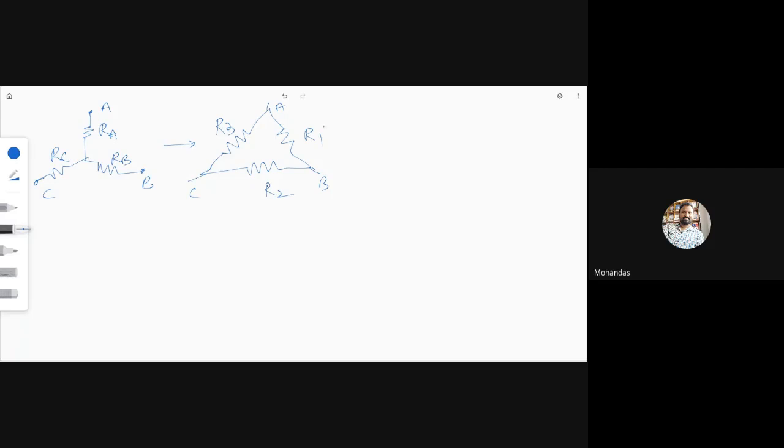So now let me write the formulas. R1, these are the unknown values. R1 equal to RA plus RB plus RA RB by RC. That is R1. What about R2 here? R2 equal to RB plus RC plus RB RC by RA. Okay, now finally R3. What is R3 here? R3 equal to RC plus RA plus RC RA by RB. So these are the formulas.